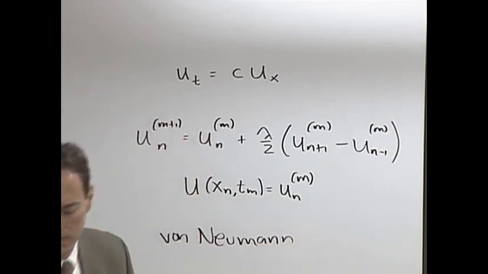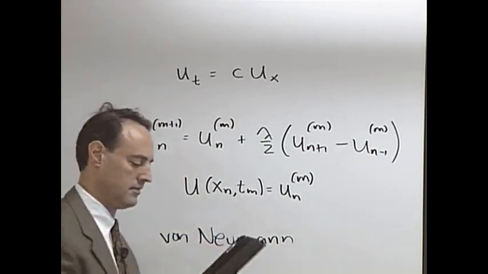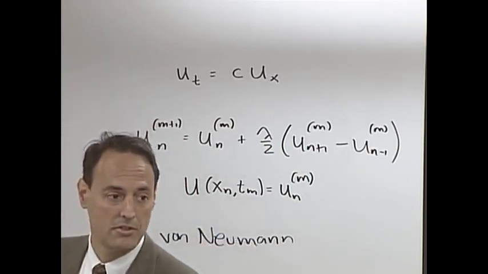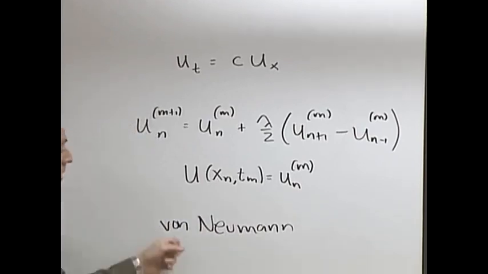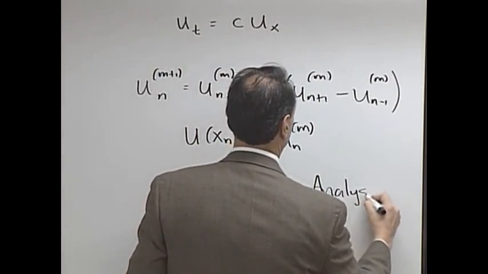I think it's 2 n's. Yeah. Unstable. Sorry. Unstable. Regardless. Sorry. All right. On the von Neumann analysis.